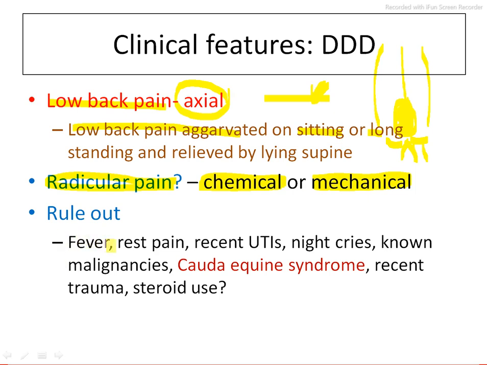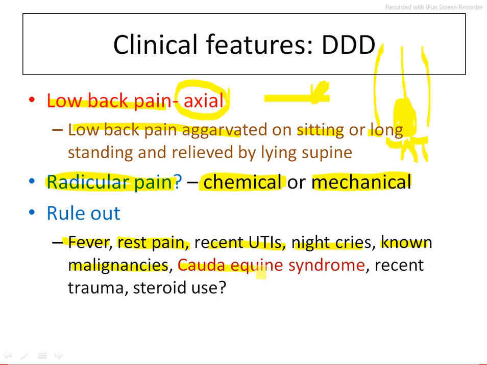While seeing a patient, we need to rule out fever, whether there is any infection, or whether it can be because of spine TB. So evening rise of temperature also needs to be ruled out. And rest pain: if there is pain at rest, then it can be a warning sign to the clinician. Recent UTIs, night cries because of the infection, it can be non-malignancies, or if they have a malignancy, it can migrate to the spine also.